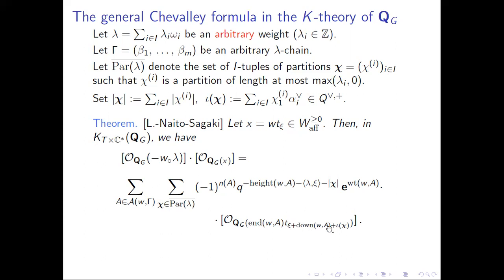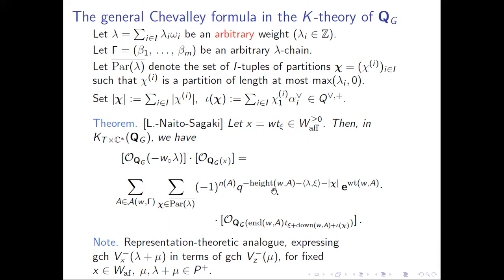You have the down statistic, and you have the I of the tuple of partitions. So all of these statistics come together to give you this very explicit form in terms of the quantum alcove model. So I also want to say that there is a representation theoretic analog of this formula, which looks very similar, but I won't write it down.